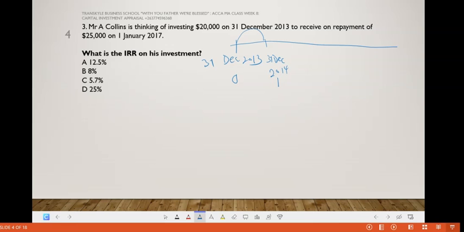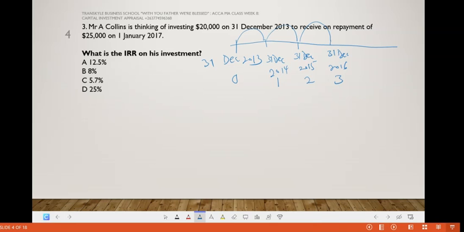Okay, and then we move on another year further. We get to 31st December 2015. That's year 2. And then another year later, 31st December 2016. This should be year 3.